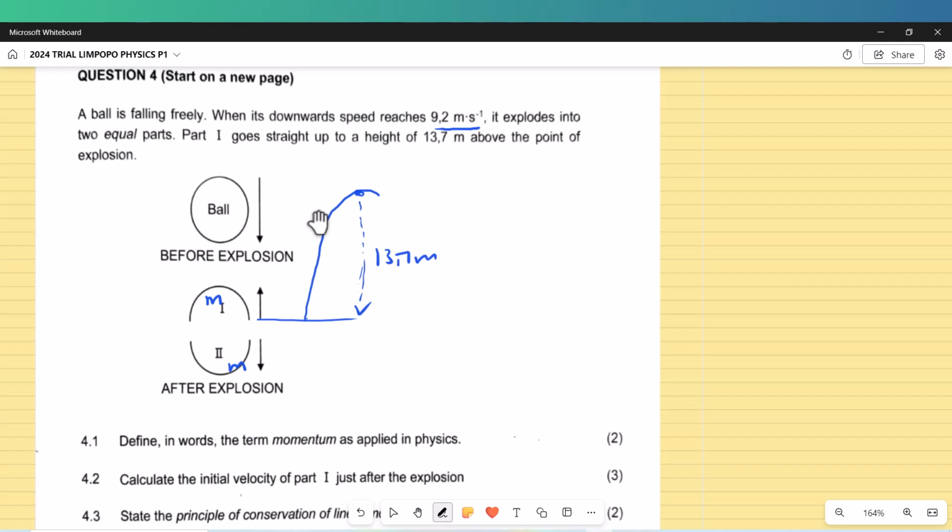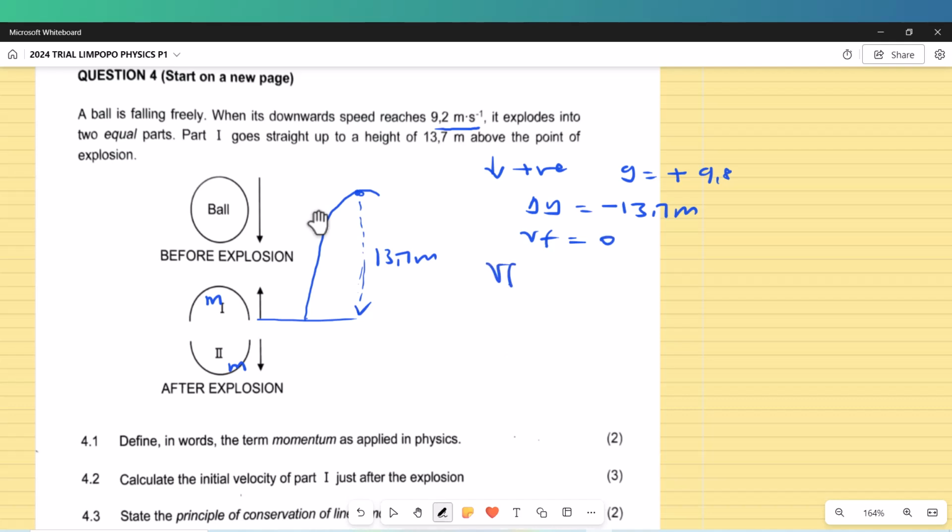I'm gonna choose down as positive. So if I take a downward motion as positive, it means my gravity is positive 9.8. What about my change in y? My change in y is gonna be negative 13.7 meters because it was going up. What about my maximum height? V at maximum height is 0.